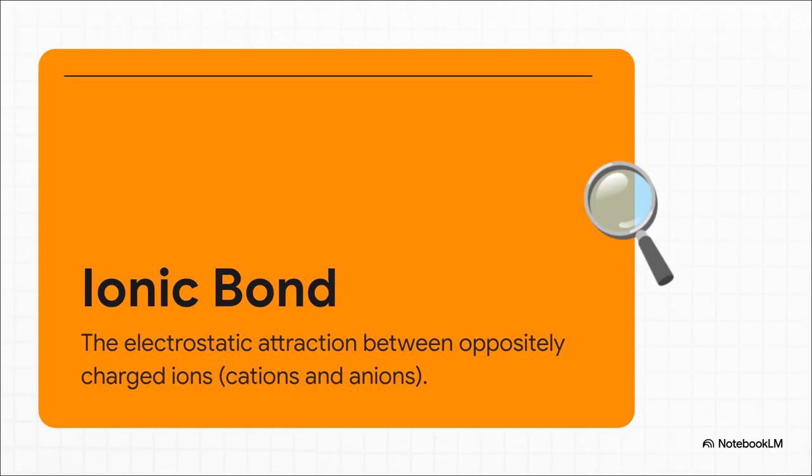It happens when one atom completely hands over an electron to another. Now, once an atom gains or loses an electron, it's not neutral anymore. It becomes a charged particle we call an ion. This whole transfer creates one positive ion and one negative ion. And just like magnets, opposites attract powerfully.